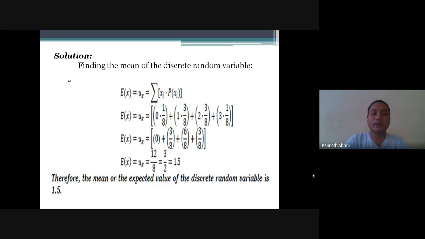So, na magiging 12/8. So, round off lang yung ating answer. Ang ating simplified form ng 12/8 ay 3/2. Or, change natin siya into decimals, that would be 1.5. So, therefore, makukuha na natin yung interpretation natin that the mean or the expected value of discrete random variable is 3/2 or 1.5. So, that would be the mean.